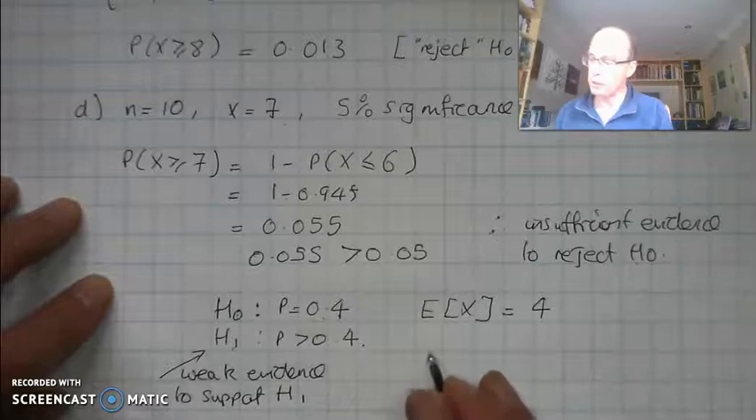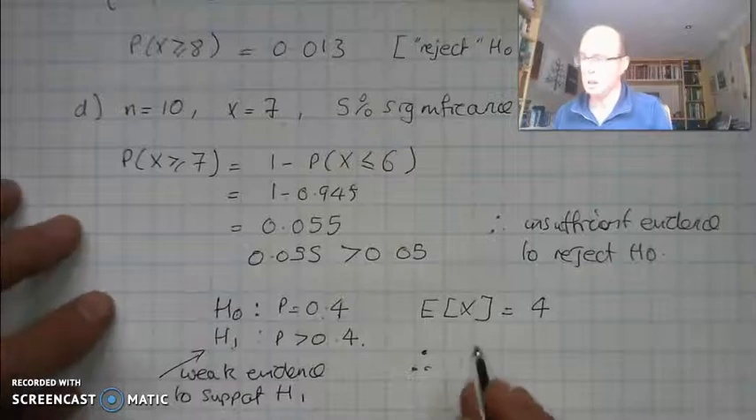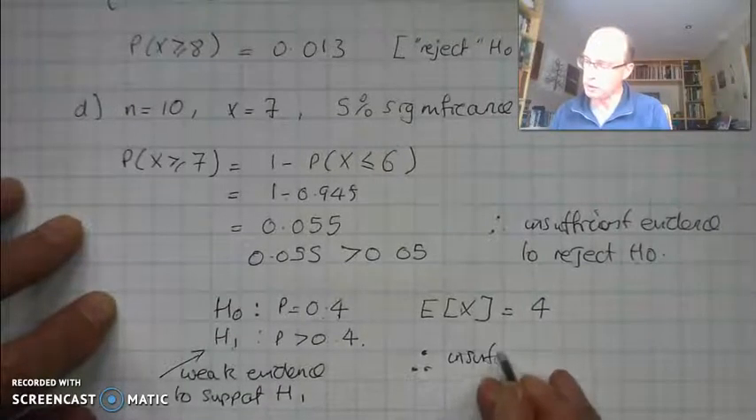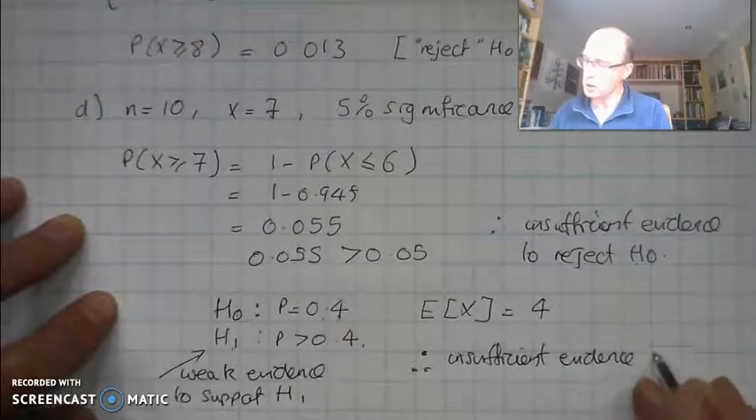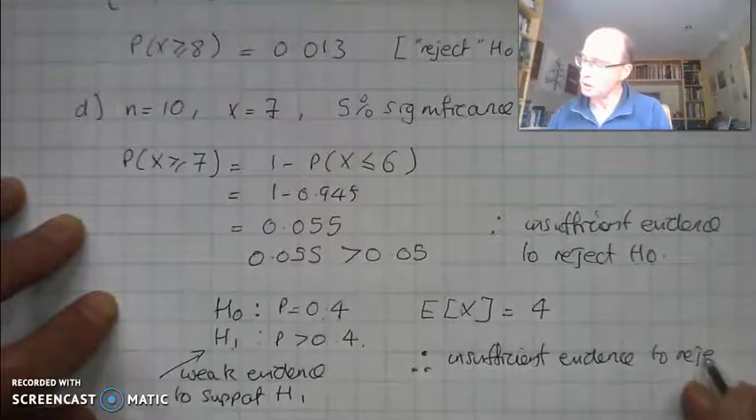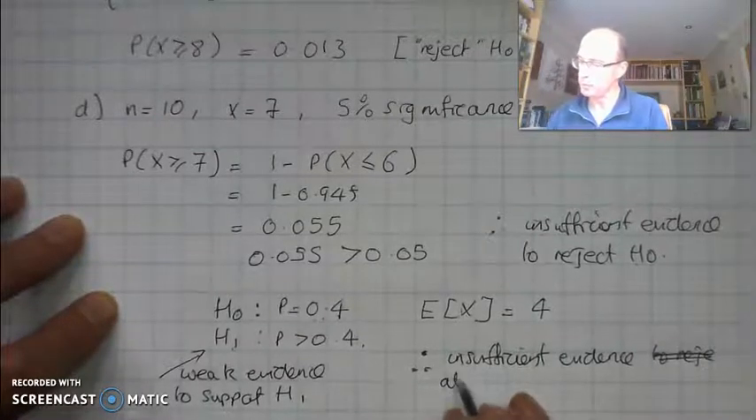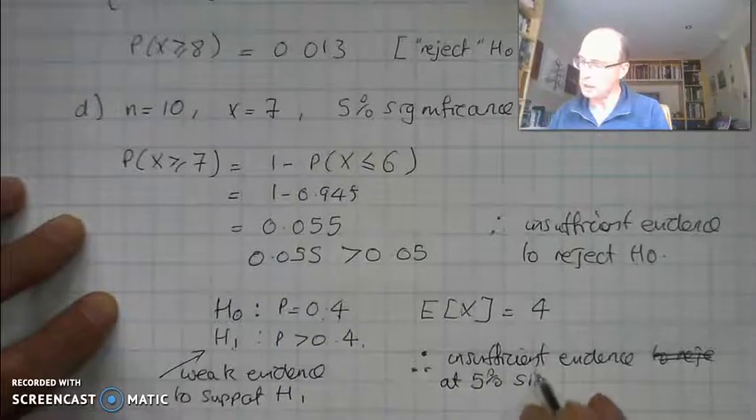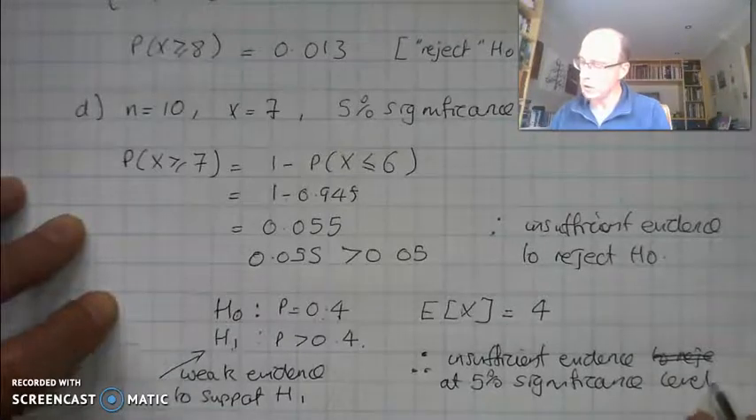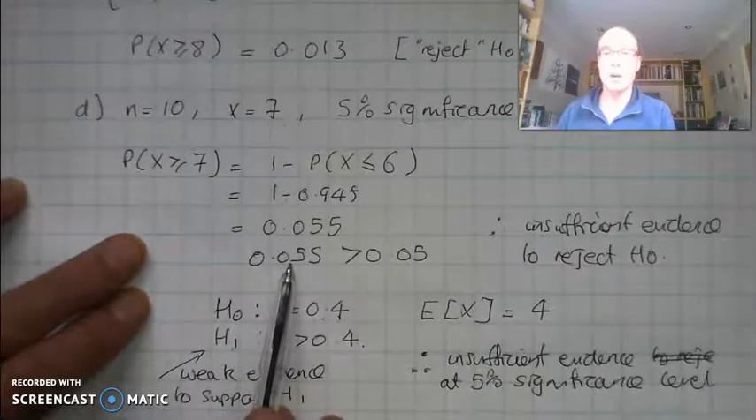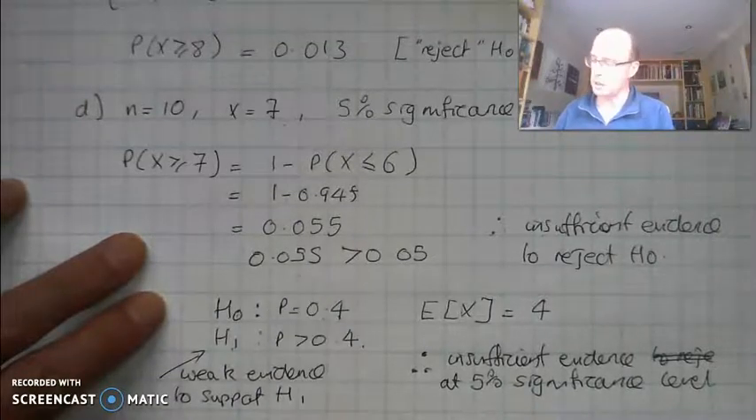I would still need to give that final statement of putting that conclusion into the context of the question, which is insufficient evidence to reject at 5% significance level. I need to state my significance level, because if I was testing at 10%, I would actually have enough evidence to reject H0. So it's only at a 5% significance level.